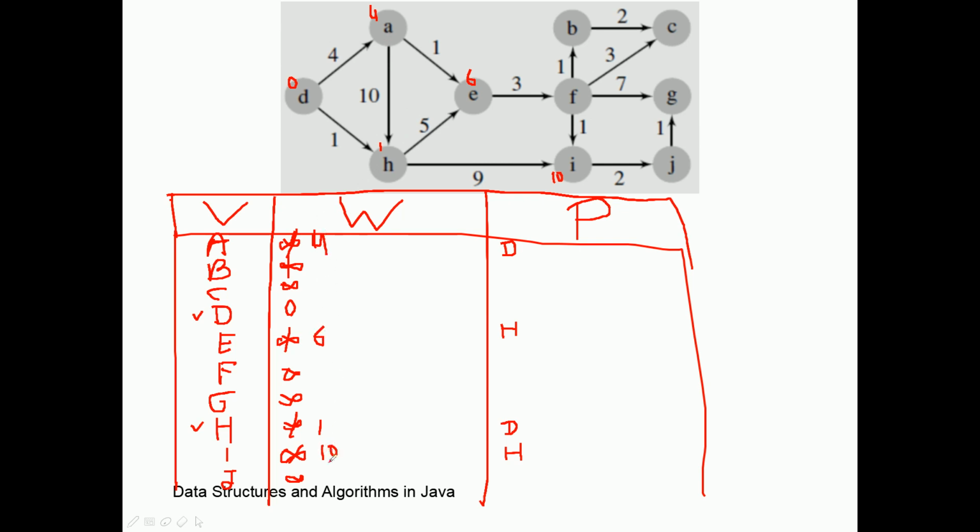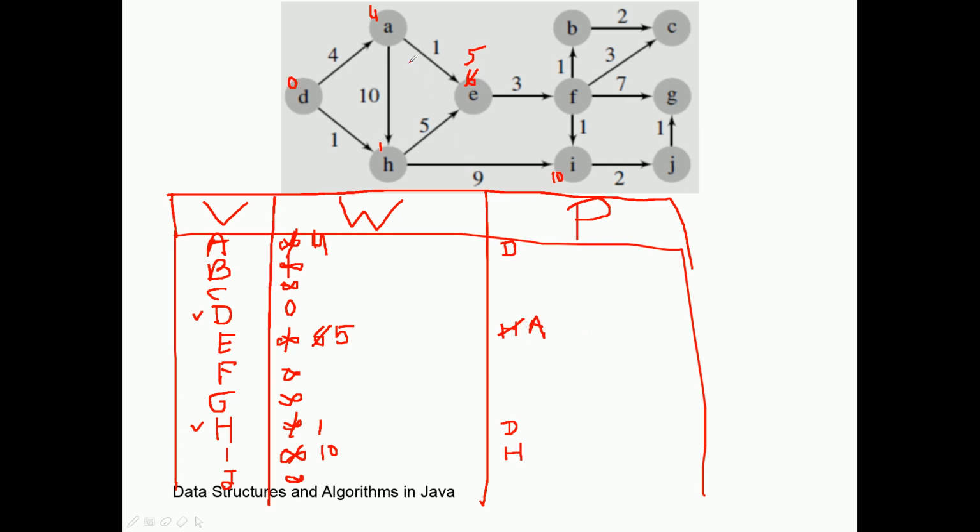So among all these, I'm going to check A, and from A, where can I go? To E and to H. So to E it will cost me 5. 5 is less than the 6 in E, which means I'm going to change this and put 5, because I found the shortest path to E. Instead of 6, it's going to be 5, and the predecessor is not H now, it is A.